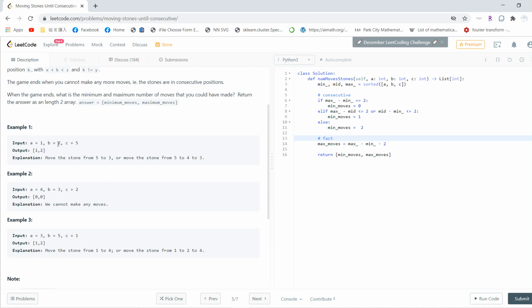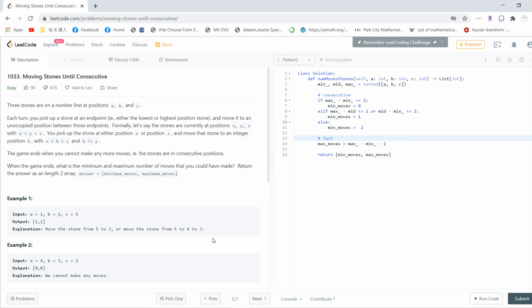So for the stones at 1, 2, 5, the minimum move is 1. You just move 5 to 3, then it's done. The maximum is moving 5 to 4 and then to 3. For the case where they are all consecutive, you don't have to worry. And for 3, 5, 1, you can move the stone 1 to 4, which is the minimum move, or move stone 1 to 2 and then to 4.